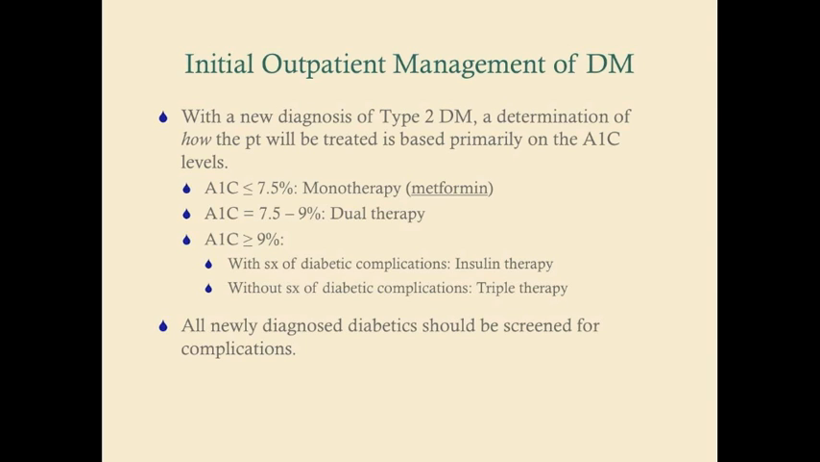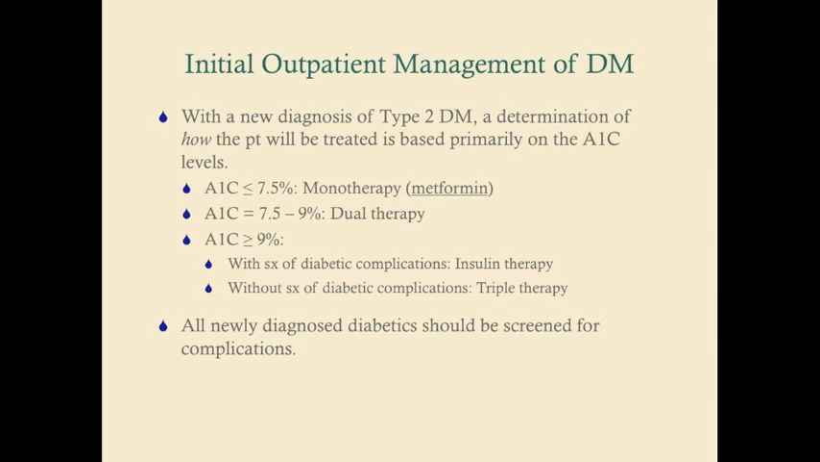Okay, if the patient's A1C is between 7.5 and 9, then we're going to have them on dual therapy. So generally metformin plus another drug, be it a sulfonylurea, thiazolidinedione, a GLP-1 agonist, a DPP-4 inhibitor. We have them on 2 different drugs. And if their A1C is greater than or equal to 9 and they don't have symptoms of diabetes, then we'll put them on triple therapy, so metformin plus 2 other drugs.